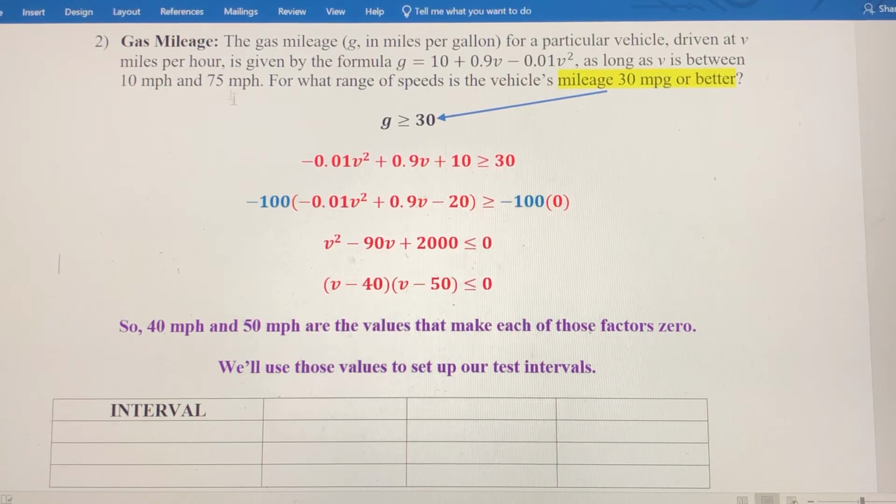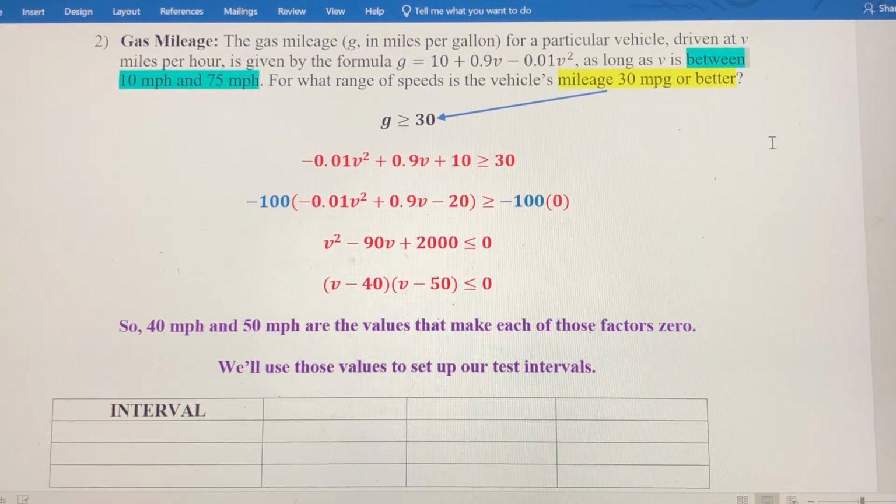Now, we have to realize here, we're not going to use negative infinity and positive infinity. One, because it doesn't make any sense. In the context of speed, there is no negative speed. And we're not going to go up to infinite miles per hour. That wouldn't make sense in terms of the real world we live in, okay? But it does give us here that this formula only works between 10 and 75.